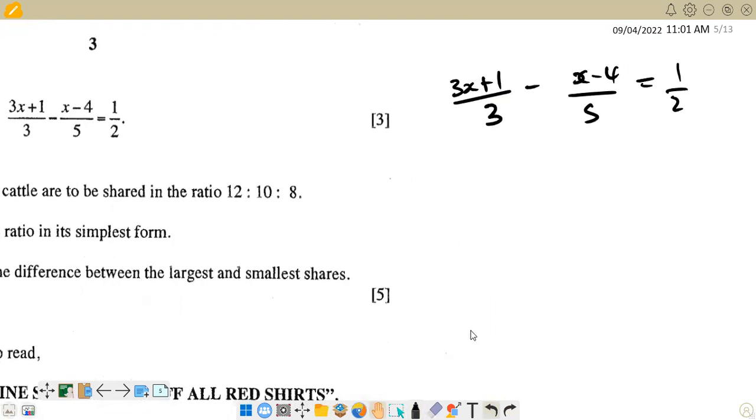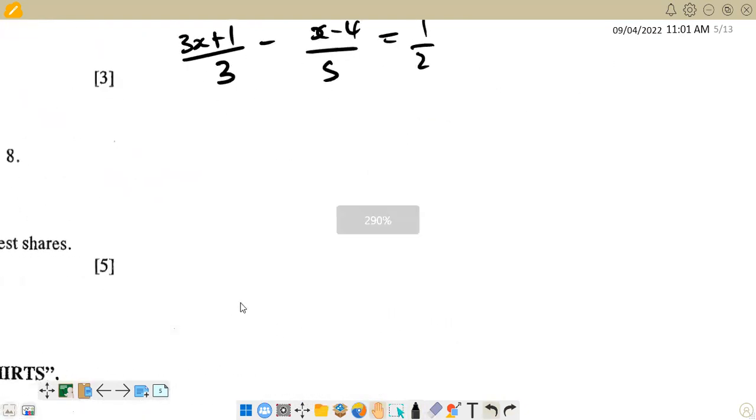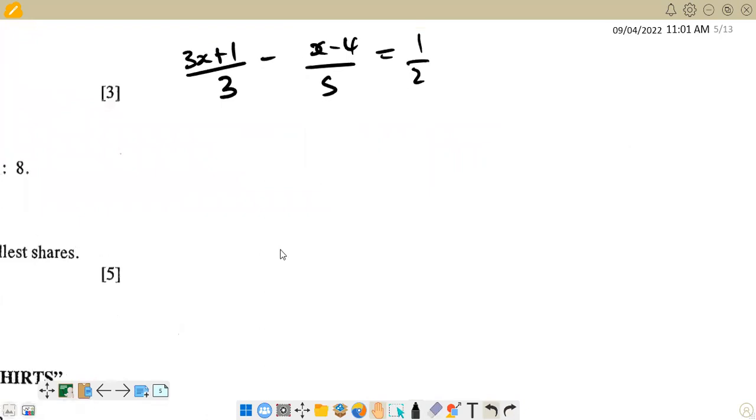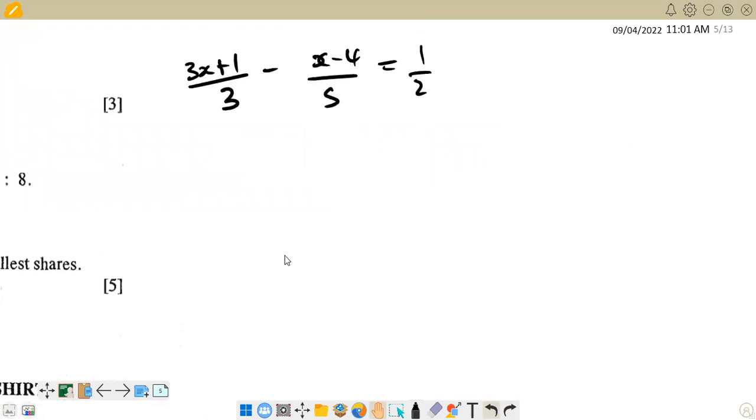Okay, so how are you going to solve this equation, guys? It's going to depend on what is best for you. You can actually clear fractions here. How am I going to clear fractions? I have to find the LCM of 3, 5, and 2. The LCM of these 3 numbers is actually 30. So I can use 30 in this case for 3, 5, and 2.